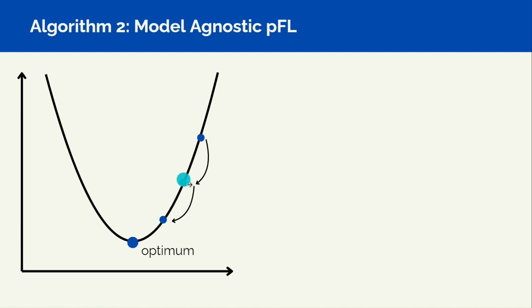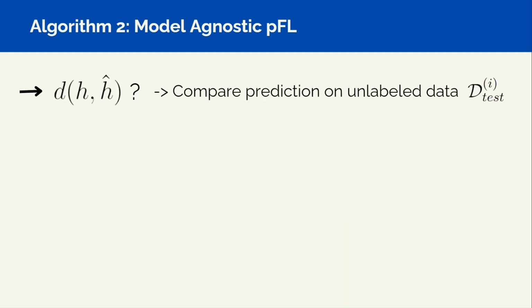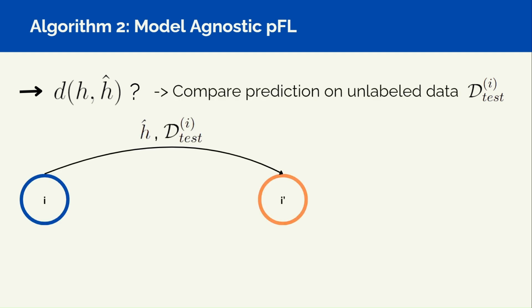In this case, we can approximate the gradient update by finding new models that reduce the loss but still stay close to the current model. The problem is, how can we measure the distance between the current model and the next model? An idea is that we can compare their predictions on a label or dataset.